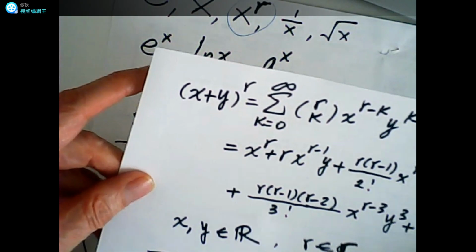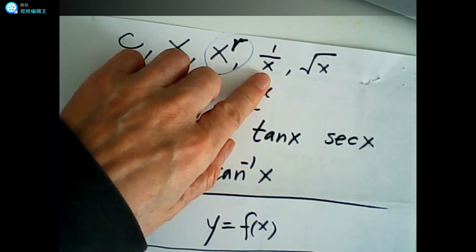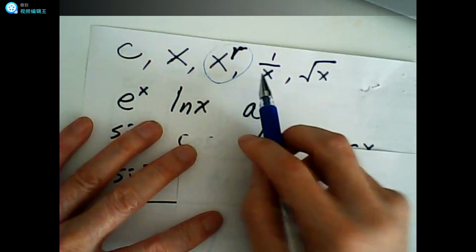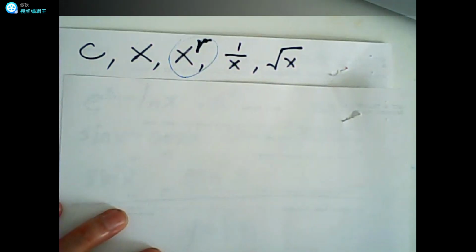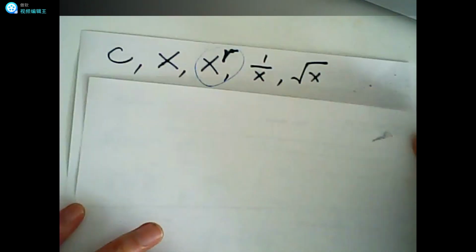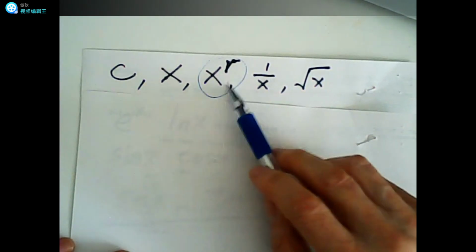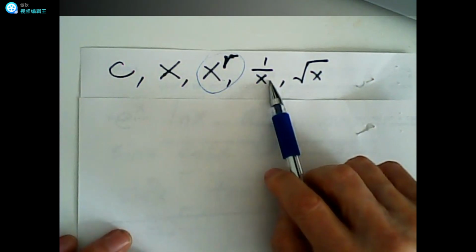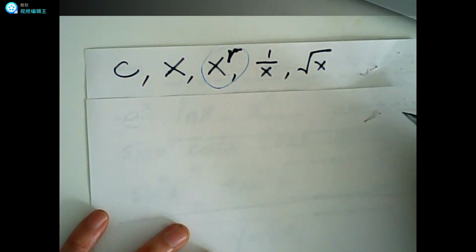Now, next one. Actually you can use this formula, right? R equal -1, you get it. But because this is a frequently used function, I consider it as an independent function, and not use the formula for this one. So we consider this is a useful function.